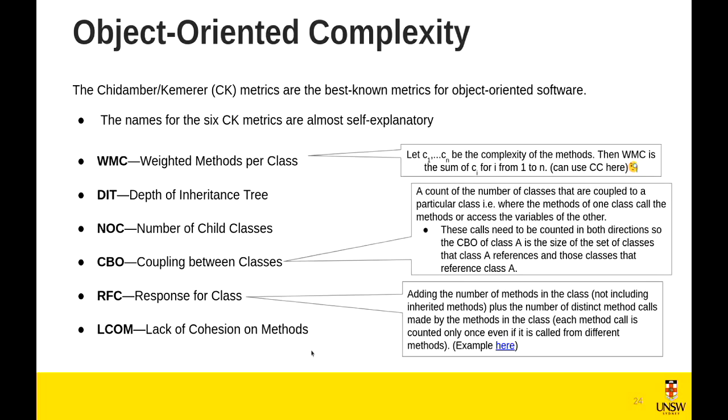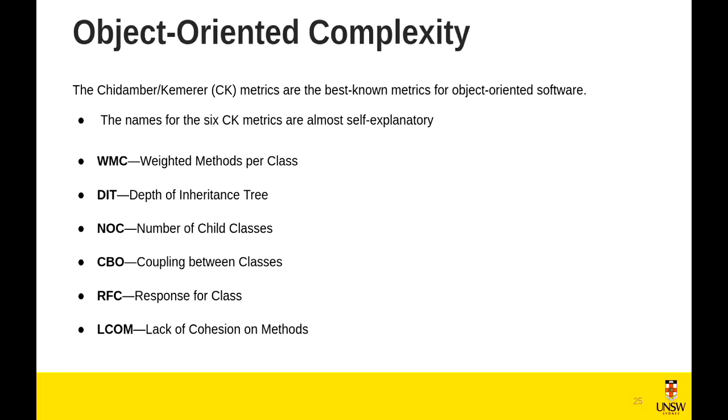And the last metric here is called lack of cohesion of methods. In the design of OOP, we want to have a high level of cohesion and a lower level of coupling. So we need to have higher cohesion across methods. And this is how we calculate it.